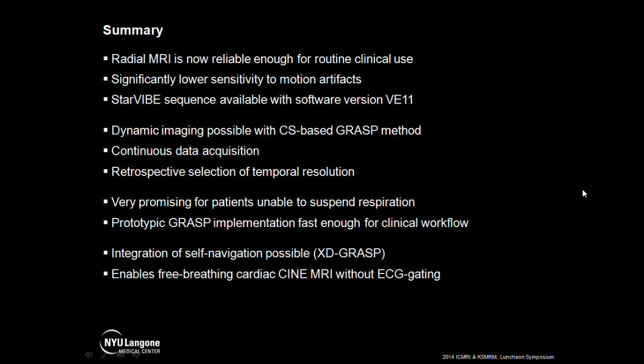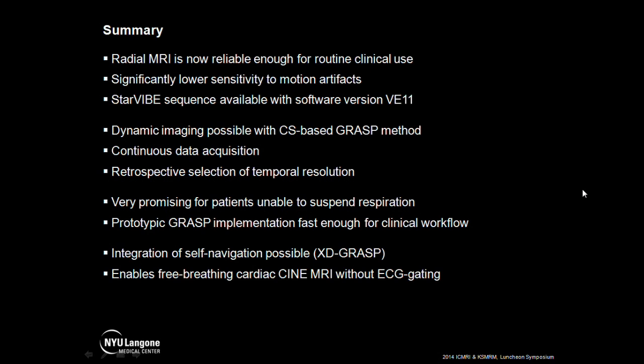To quickly summarize this presentation, radial sampling has a long history, but now it's reliable enough for clinical routine applications. The key advantage of radial sampling is that it's much more robust to patient motion, and therefore it can be an interesting option for applications where motion is a common problem, such as abdominal imaging of patients that have difficulties to perform a breath hold. The first radial product sequence, the StarVIBE sequence, will become available with the next Siemens software version, VE11, and this will be released in the next month.